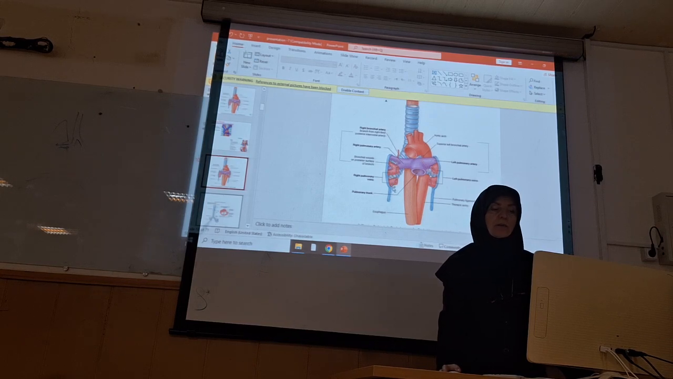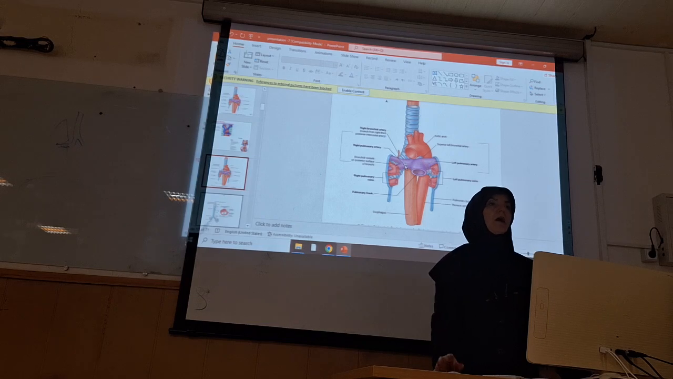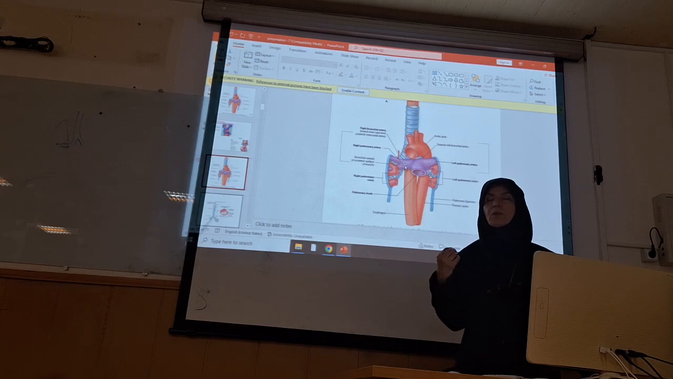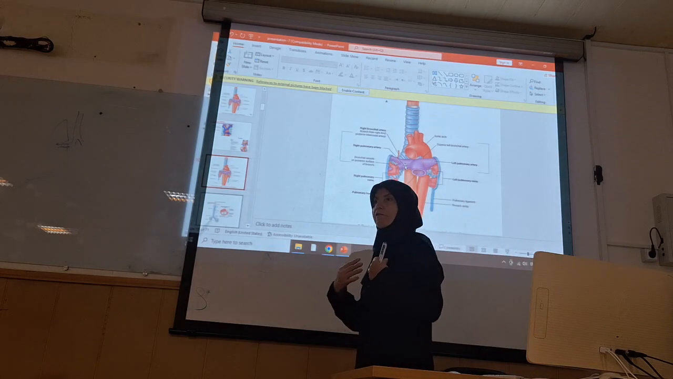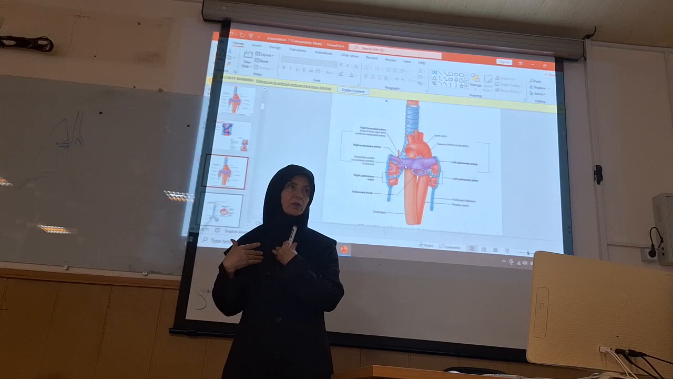Posterior to the pulmonary vein, I am able to show you the pulmonary arteries. If you remember, from the right ventricle, the pulmonary trunk ascends and, inferior to the arch of the aorta, divides to the left and right pulmonary artery.